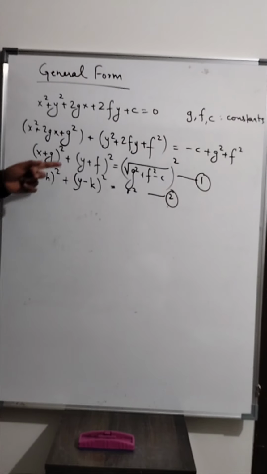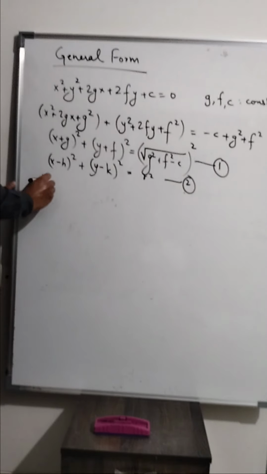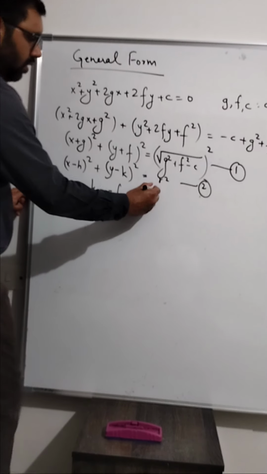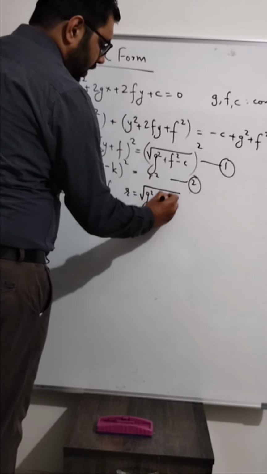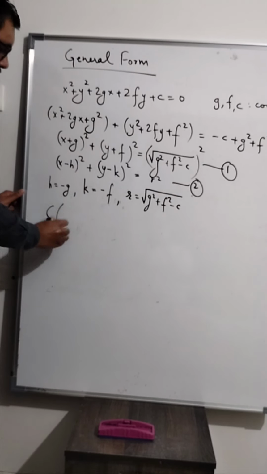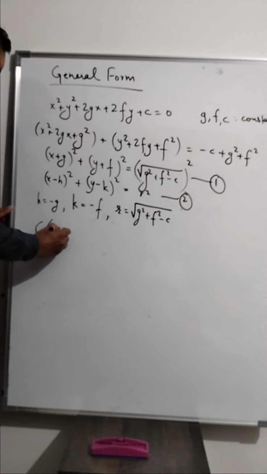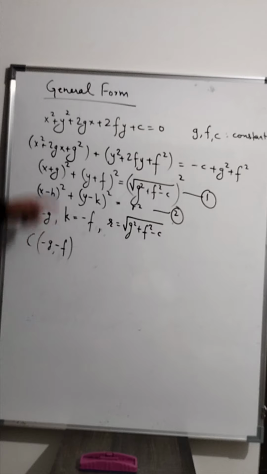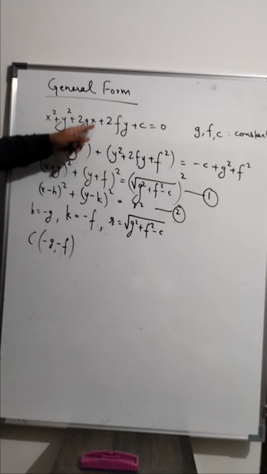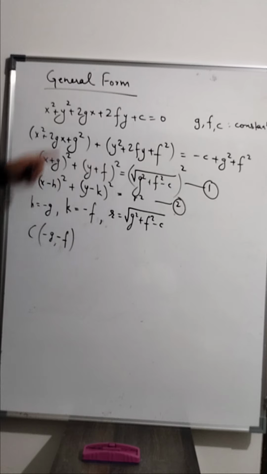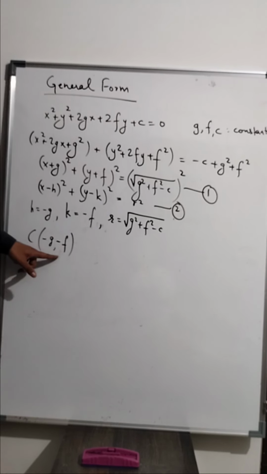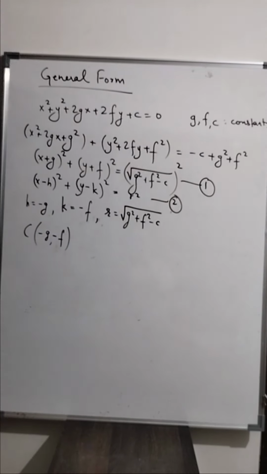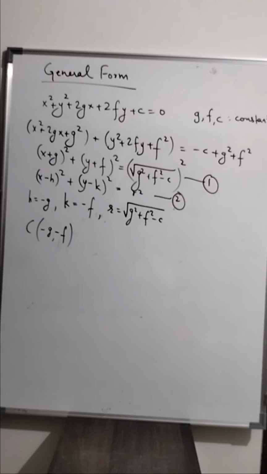When I compare form 1 and form 2, I can observe that h is equal to minus g, k is equal to minus f, and radius is equal to root of g square plus f square minus c. So we can conclude that coordinates of center will be minus g comma minus f, and radius is equal to root of g square plus f square minus c. Whenever we are given the equation in the general form, g, f and c will be known constants, and then using these two formulas we can find the coordinates of center and radius of the circle.